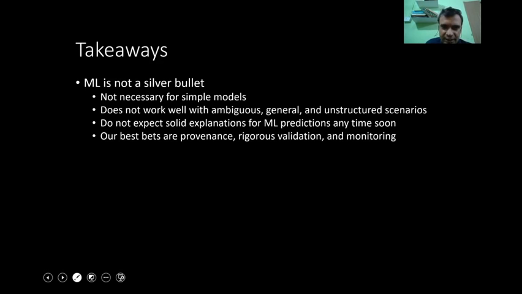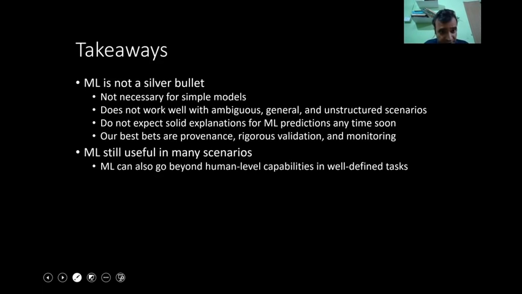AI research is moving in that direction. For now, it is good at predicting, but it can't explain its predictions. Our best bets are that we have provenance, which means we keep track of what data AI was trained on and what data it was tested on; rigorous validation, the way I talked about, so think about a realistic scenario in which you want to apply AI; and monitoring its use and performance on an ongoing basis. So it is still very useful.